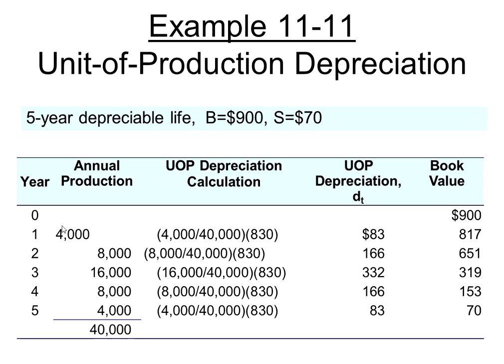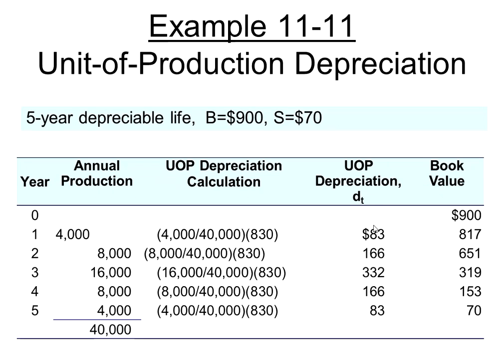So we're going to divide this 4,000 by 40,000, and then multiply by 830. It's the same as 830 divided by 10, which is 83. And then the same here, 8,000 divided by total production, 40,000, multiplied by the basis minus the salvage, which is 830. And so that gives us 166, and so on.